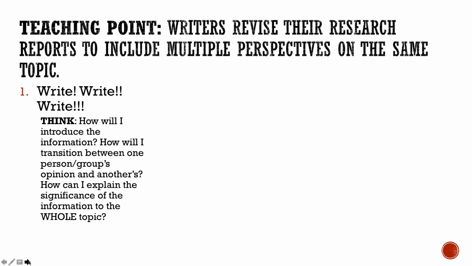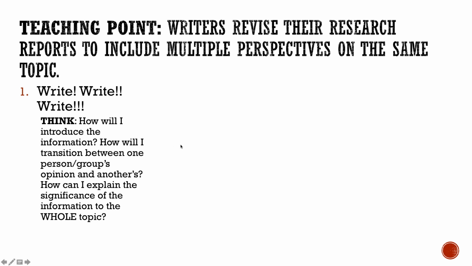Okay, let's do this. I have to write. I have to think, how am I going to introduce the information, and how will I transition between one person's opinion and another's? And how can I explain the significance of the information to the whole topic? That's a lot. Let me just break that down. I'm going to worry about how I'm going to introduce the information first. I think I want to talk about Andrew Jackson first because he passes the law in 1830, and the Supreme Court case, in 1831, was afterwards. So I'm definitely going to talk about Andrew Jackson first.